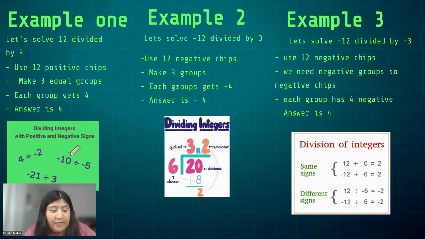Example number 3. Let's solve negative 12 divided by negative 3. We're going to use 12 negative chips, which are the red color ones. We need negative groups, so we need negative chips. Each group has 4 negative chips, so the answer would be 4.